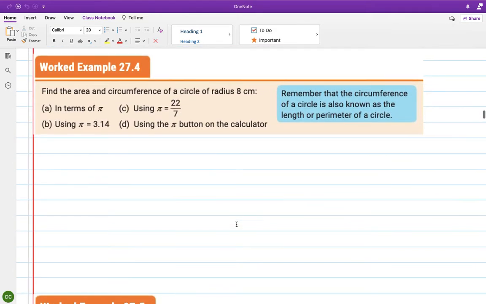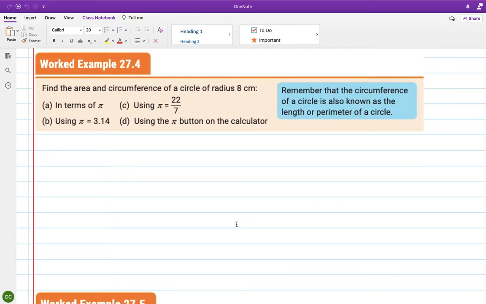So we'll have a look at a question. Find the area and the circumference of a circle of radius 8 centimeters. And then they ask us for the 4 ways essentially. So I'll do this one because this might be handy to explain. Area first, and the area of a circle is pi r squared, and just like with the other stuff, you always write your formula down first.